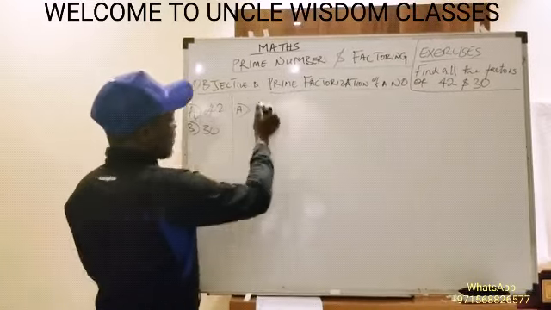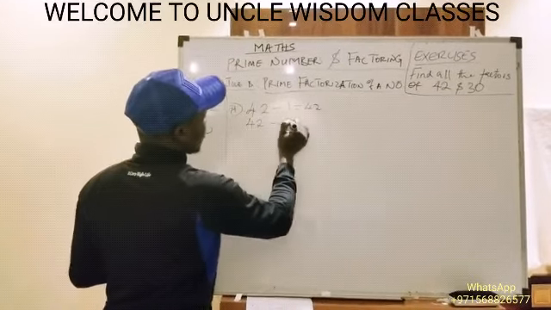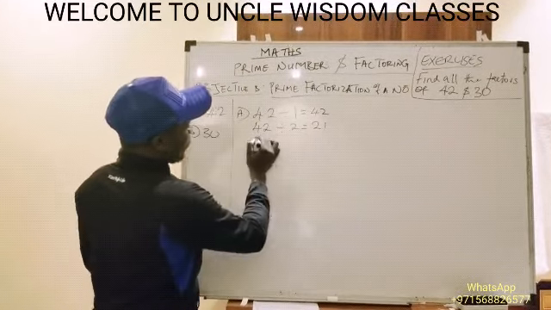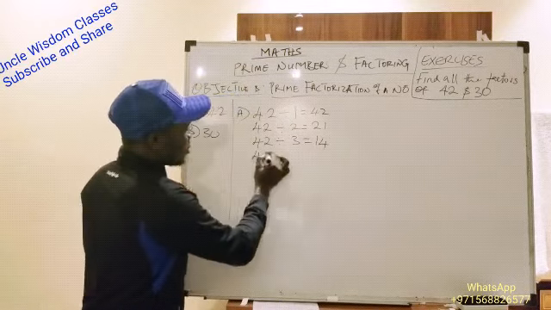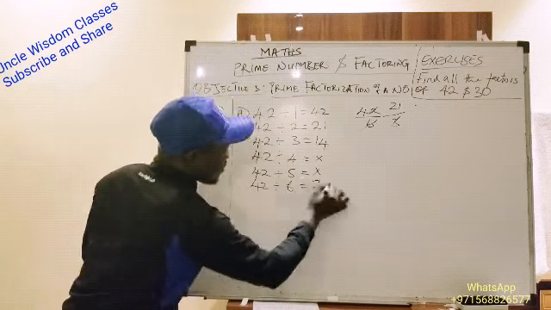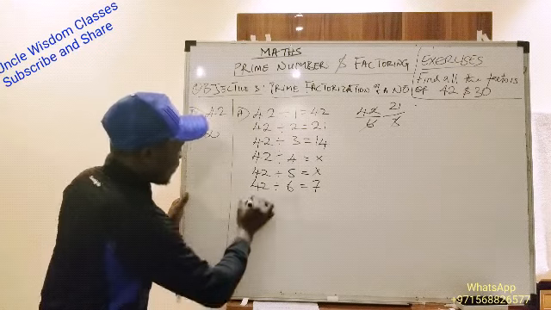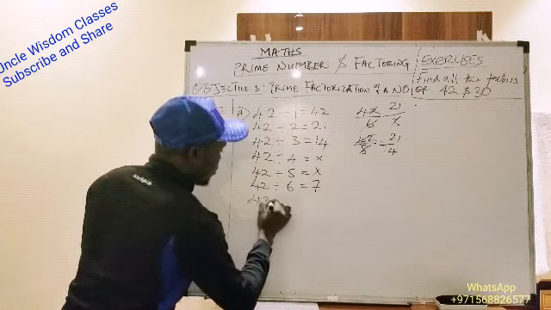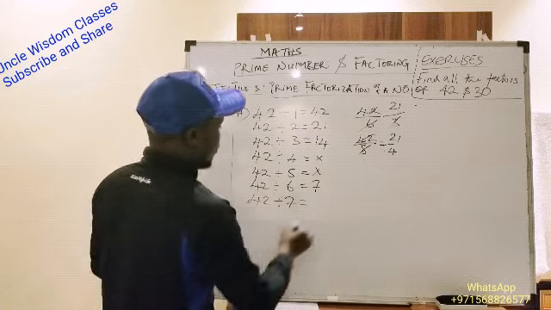A factor is a number that can divide 42 without remainder. So we'll start from the list. That is 1. 42 divided by 1 will give us 42. 42 divided by 2 will give us 21. 42 divided by 3 will give us 14. 42 divided by 4 cannot go. 42 divided by 5 cannot go. 42 divided by 7 will give us 6.